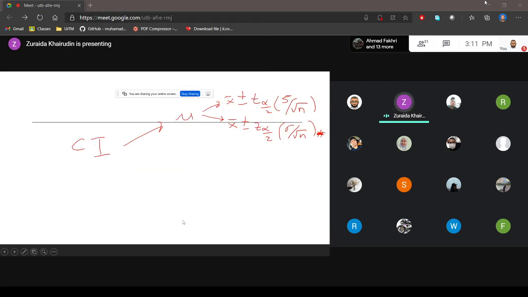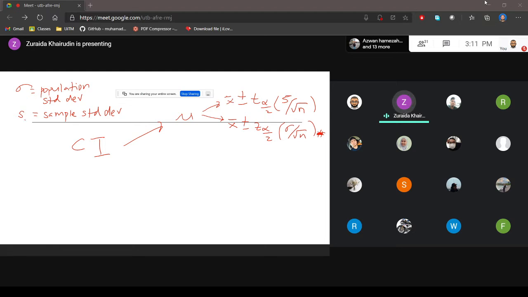Okay, so just now I said sigma is the population standard deviation. So what is population standard deviation? That means standard deviation that you compute from population. Okay, and you must know another one, S. S is the sample standard deviation. That means standard deviation that you compute from sample.